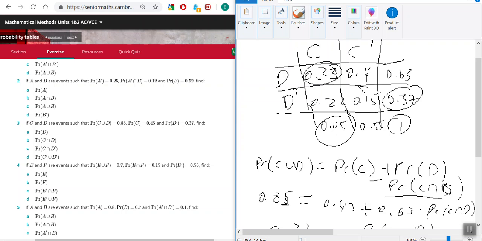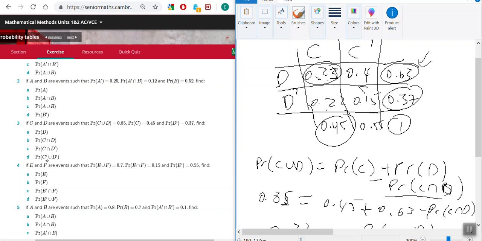Let's start answering the questions. It says find the probability of D. The probability of D must be 0.63, so that's the answer to part A. The probability of C intersection D is 0.23. We worked that out. C not D is 0.22.